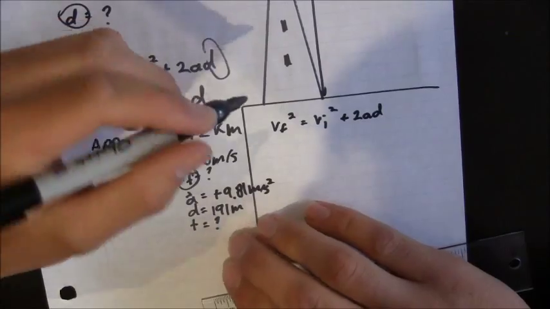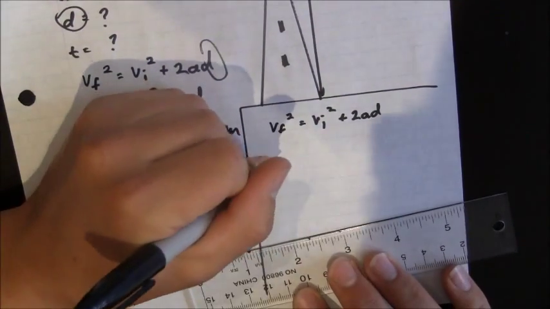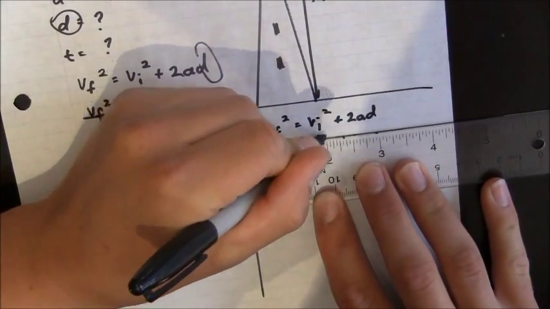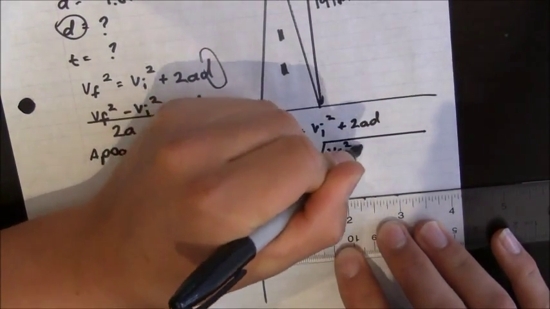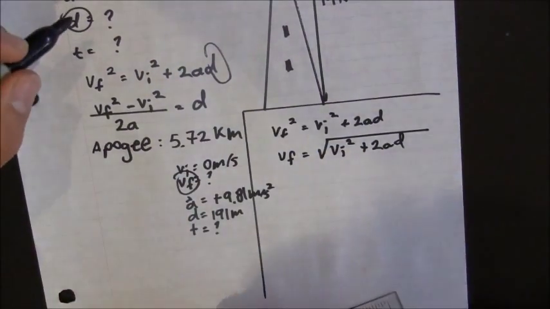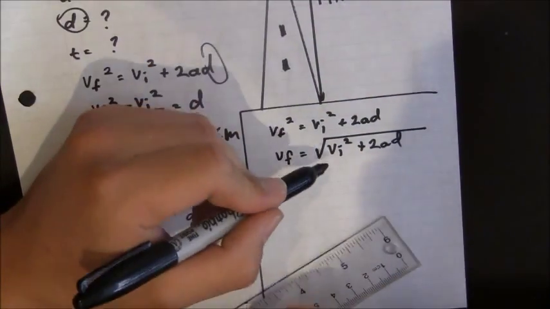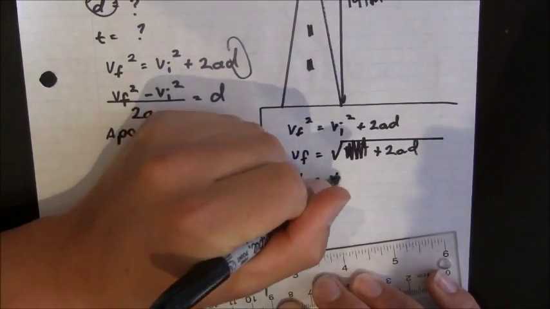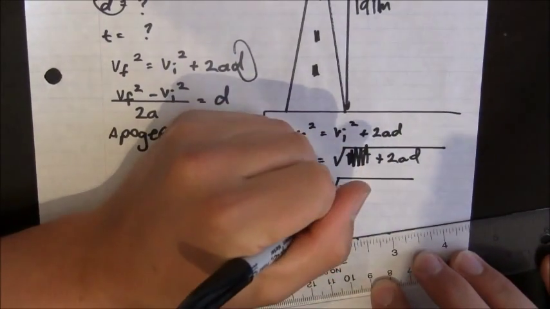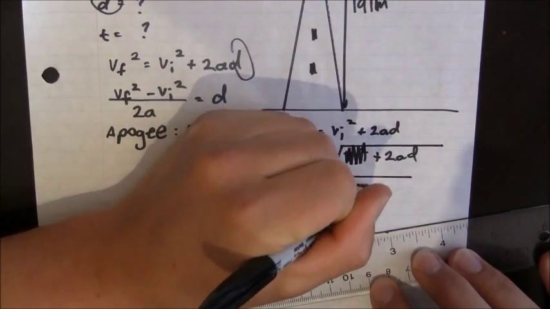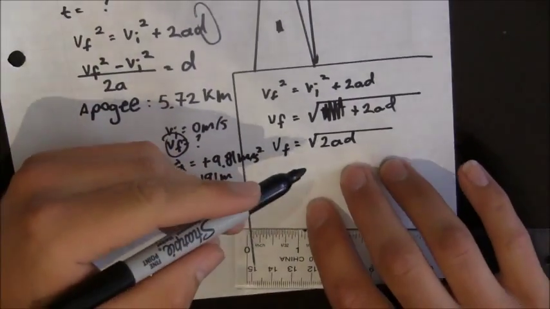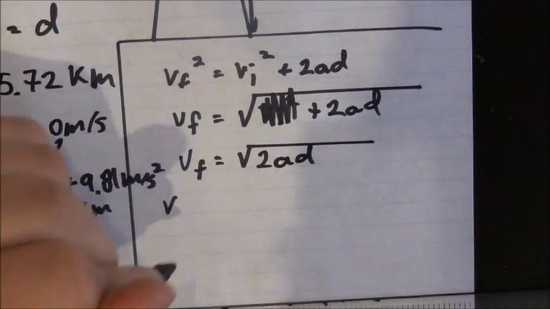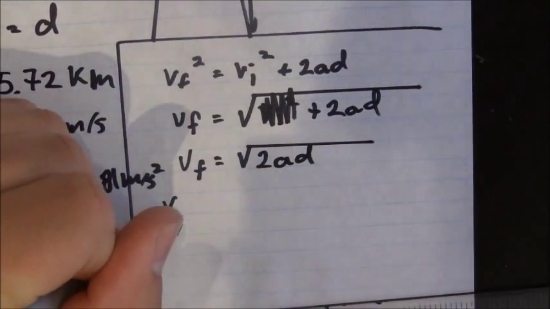We're looking for VF, so VF is the square root of VI squared plus 2AD. But VI is 0 meters per second, so we can just get rid of that. So what we've concluded is VF is the square root of 2AD. And we're given both A and D, so we can just plug it right in. And it should be around 61 meters per second, I think.